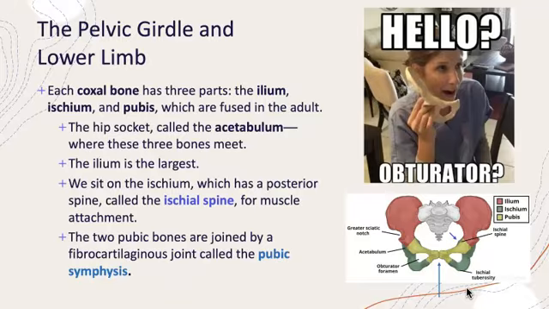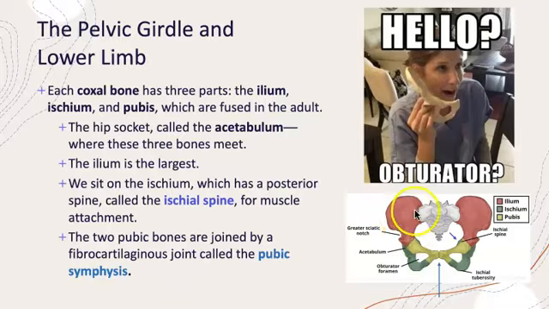Each of our coxal bones is made up of 3 separate bones. We have the ilium, the ischium, and the pubis, which are all going to be fused in an adult. And where they come together, we have the acetabulum. I'll point that out on another slide in a lateral view so you can see this a bit better as well. But this is where you're going to have the head of the femur articulate to create the hip bone.